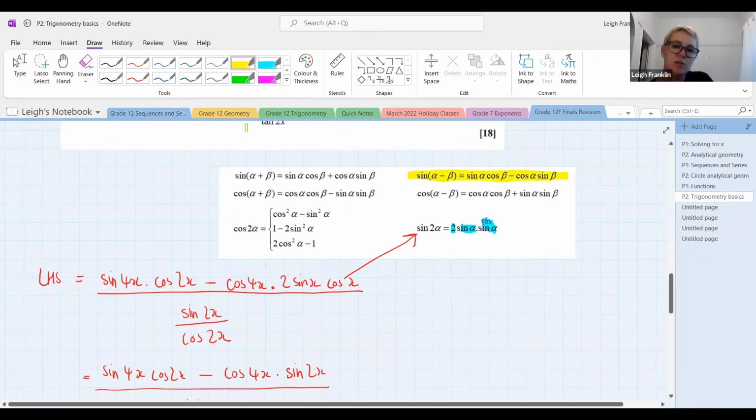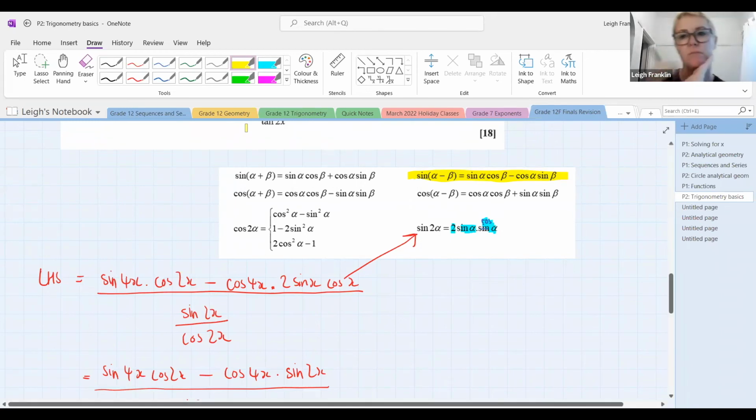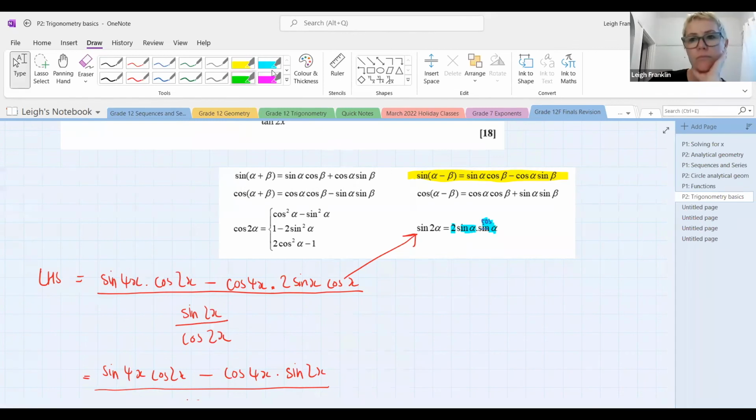Now Cleopatra, I see you've got your hand up. You're welcome to unmute and talk. I wanted to ask, when you move the 2 to the other side, is it not going to affect the whole thing?